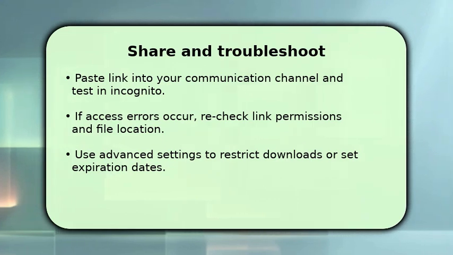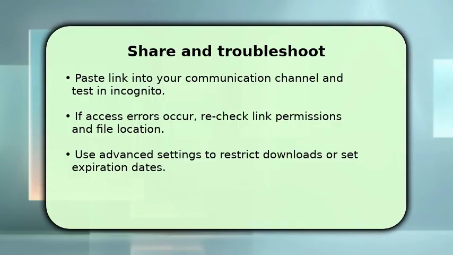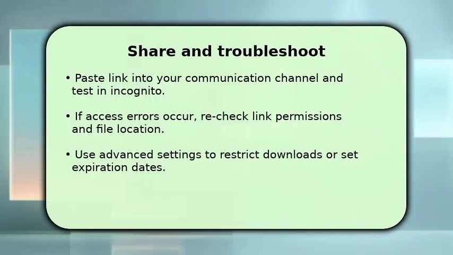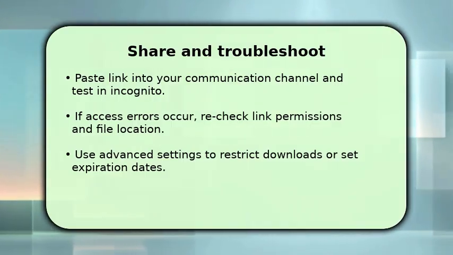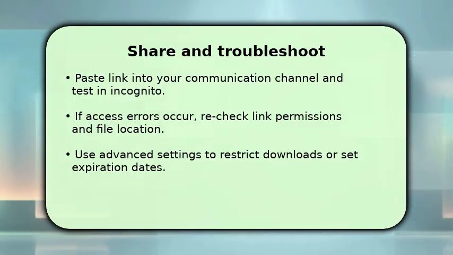else will see. If they can't open it, return to sharing settings to confirm anyone with the link is selected and that the file is not inside a restricted parent folder. If problems persist, move the file to a different folder or reshare, because inherited permissions can block access. For security, set expiration or disable downloads when necessary.